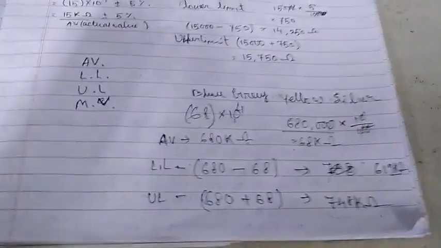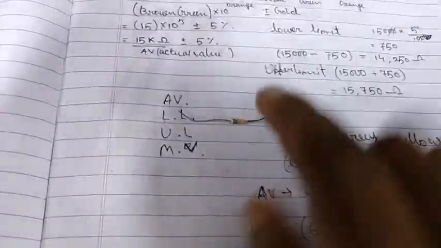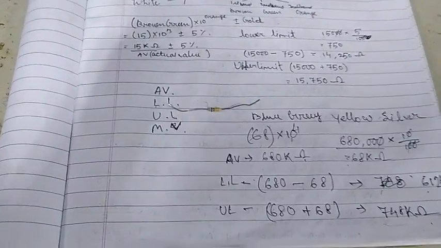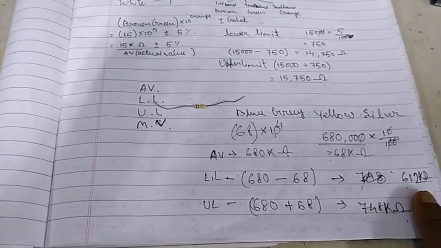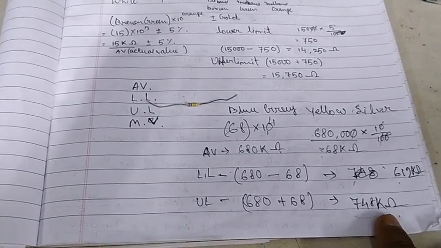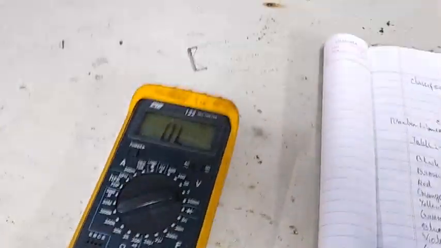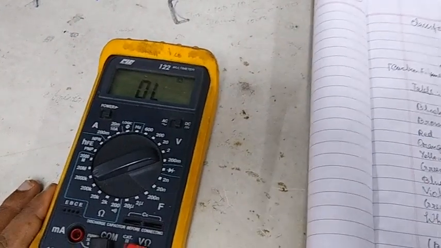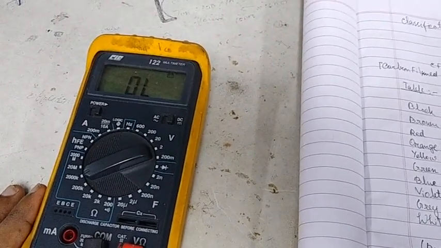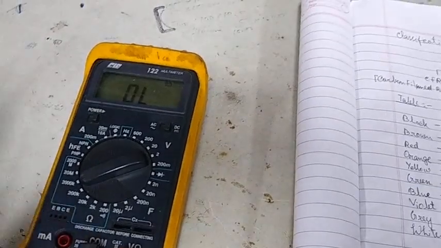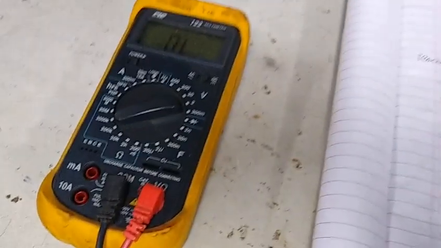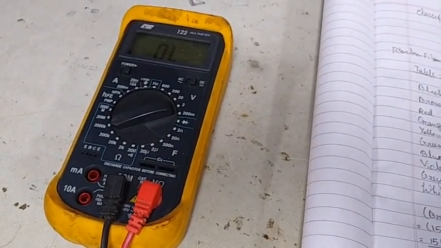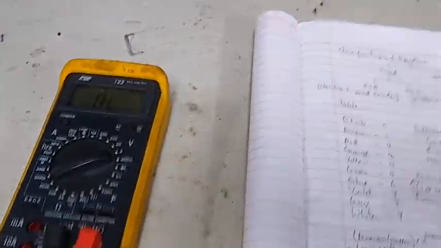The measured value, the practical value of this resistance, will lie between 612 and 748 kilo ohm. Let us check it practically. See, this instrument is called a multimeter. Multimeter because we can measure voltage, current, frequency, value of resistor, many things we can solve by this instrument. So it is a multi-purpose instrument, that is why it is called multimeter.